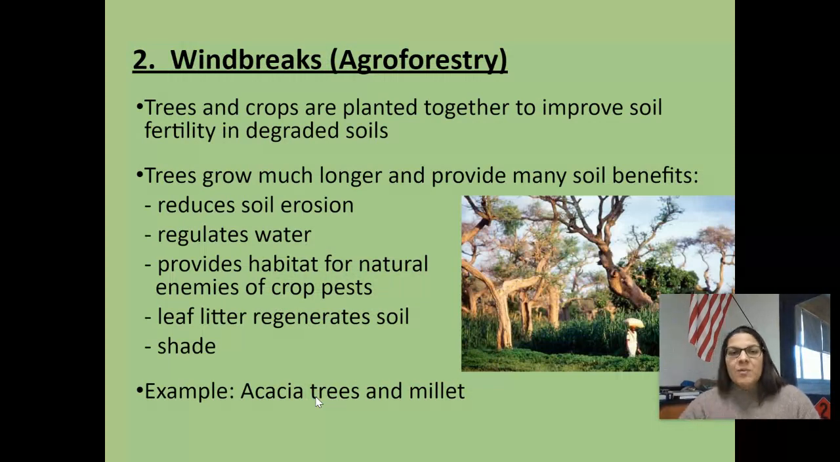Okay, windbreaks, sometimes called agroforestry, agriculture and forestry together. Basically, your trees and your crops are planted together to improve your soil fertility in degraded soils. Trees grow much longer. They provide a lot of soil benefits. They reduce soil erosion. They regulate water. They provide habitat for natural enemies of crop pests, like birds. And the leaf litter regenerates the soil.